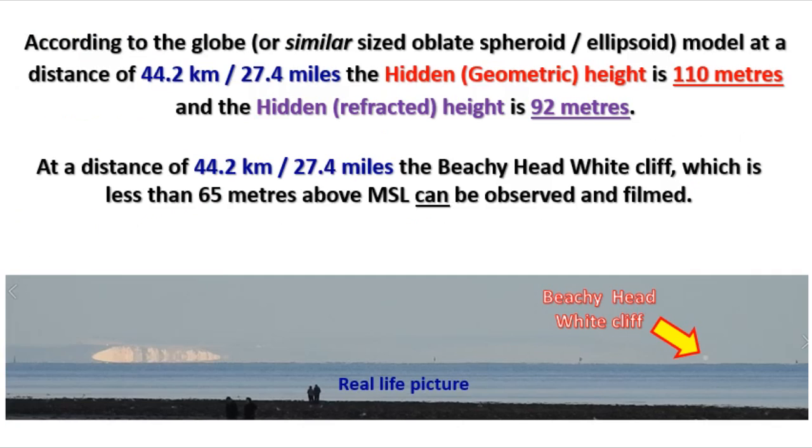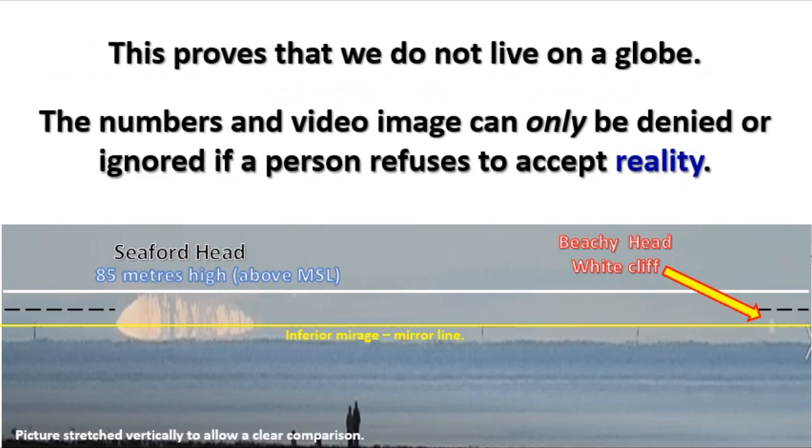According to the globe, or similar-sized oblate spheroid ellipsoid model, at a distance of 44 kilometers or 27.4 miles, the hidden geometric height is 110 meters and the hidden refracted height is 92 meters. At a distance of 44.2 kilometers, 27.4 miles, the Beachy Head White Cliff, which is less than 65 meters above mean sea level, can be observed and filmed. This proves that we do not live on a globe. The numbers in the video image can only be denied or ignored if a person refuses to accept reality.